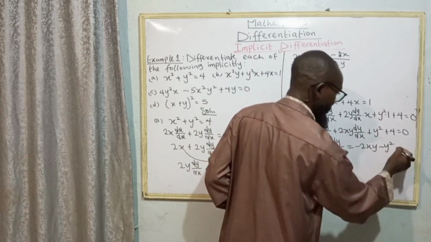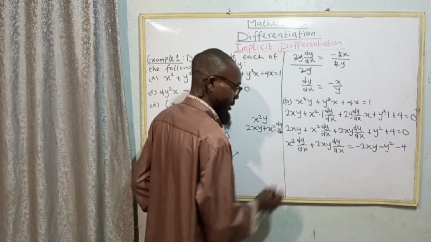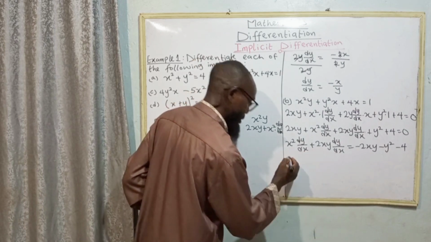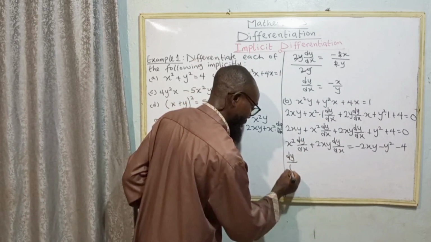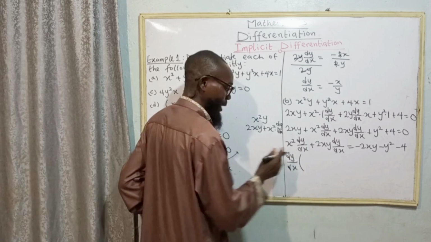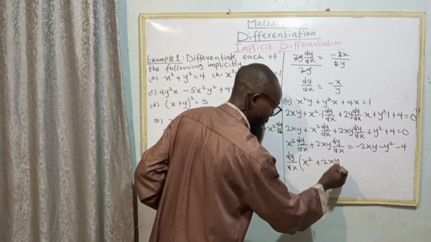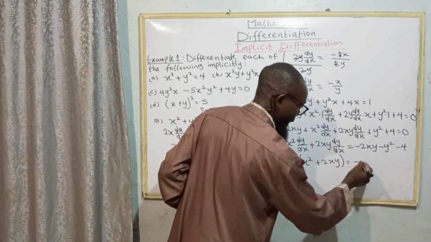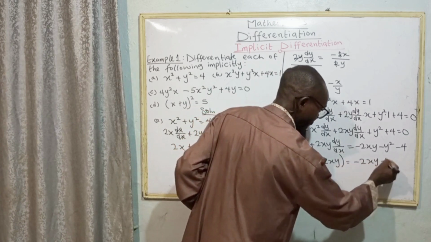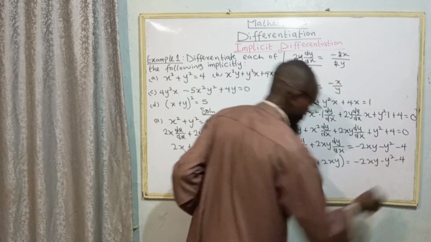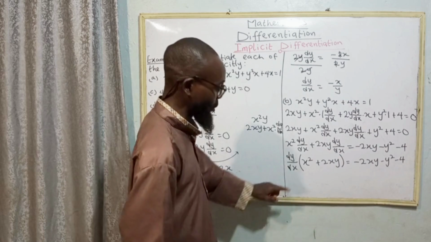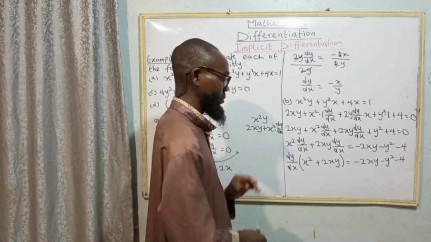This one is going out, minus 4. Collect here, dy/dx is common. dy/dx is the common factor: open bracket, x squared plus 2xy, close bracket, is equal to minus 2xy minus y squared minus 4. Now, to get my dy/dx, I have to divide both sides by this value.